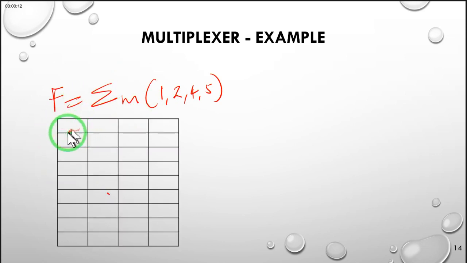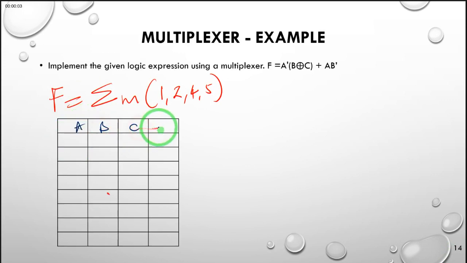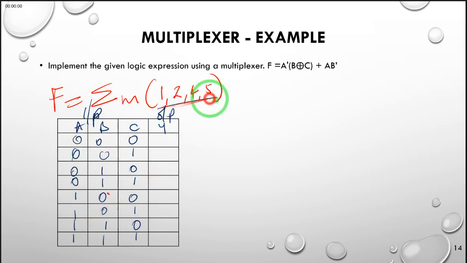So we need to draw the truth table of the inputs A, B, C, and our output Y. This is our outputs, these are our inputs. So we know we can always arrange them the way we normally do. And from our knowledge of minterms, we know that this is minterm 0, minterm 1, minterm 2, minterm 3, and therefore these are the minterms that we have.